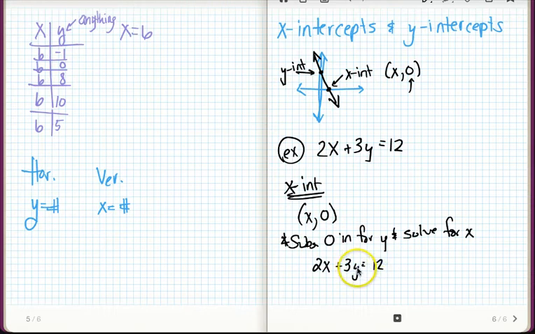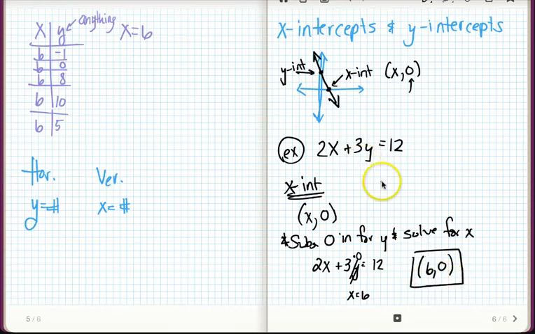Because what happens when we put in a 0 for y? Well, that drops out. 3 times 0 is 0. Then you have 2 times some number equals 12. You can do that in your head. X equals 6. Now we need to write it as an ordered pair. It's 6 comma 0 because remember we put in a 0 for y. And if I know 6, 0, I now have 1 point on this line. So let's go ahead and take a look at the y-intercept.